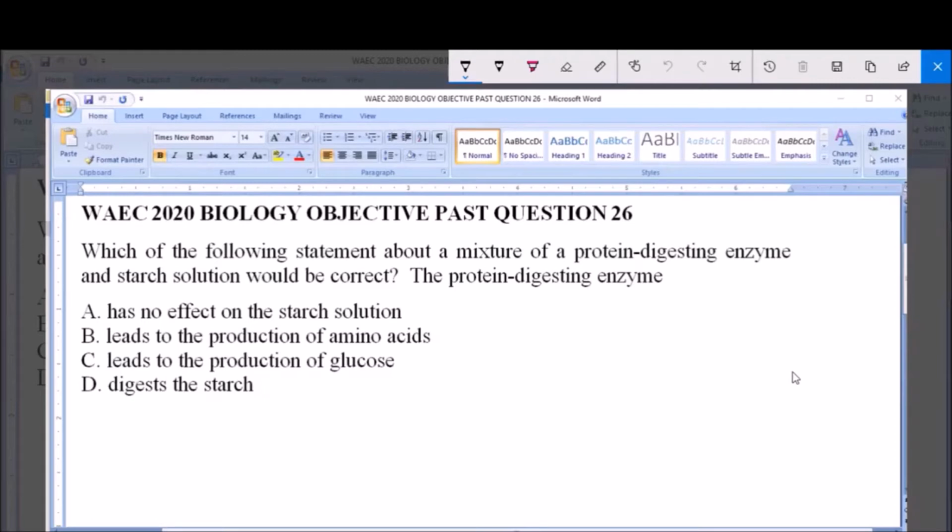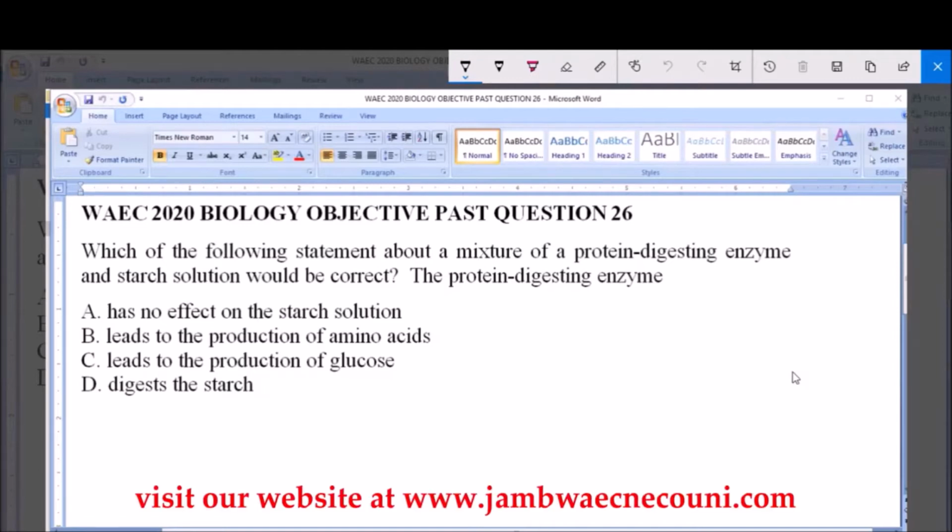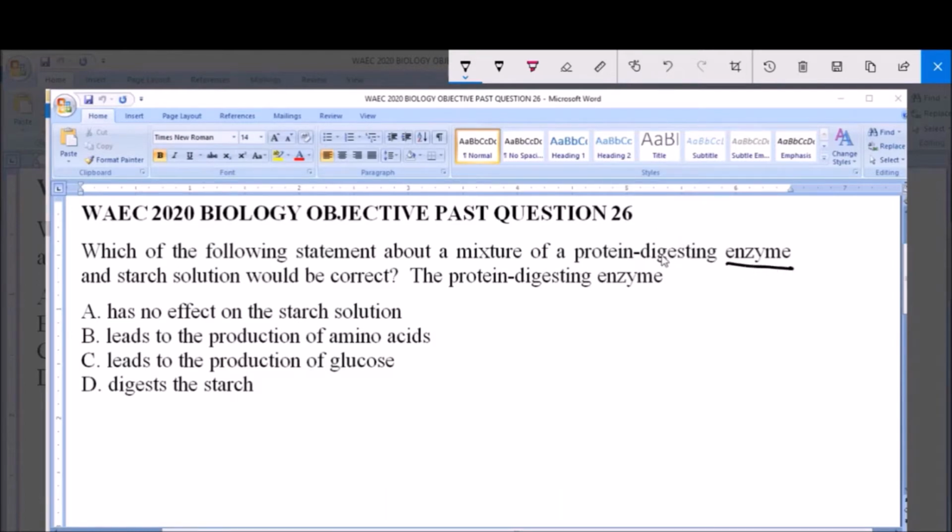Which of the following statements about a mixture of protein digesting enzyme and starch solution will be correct? The protein digesting enzyme A has no effect on the starch solution, B leads to the production of amino acids, C leads to the production of glucose, D digests the starch. So we are asked what will happen if you have a protein digesting enzyme and a starch solution mixed together.